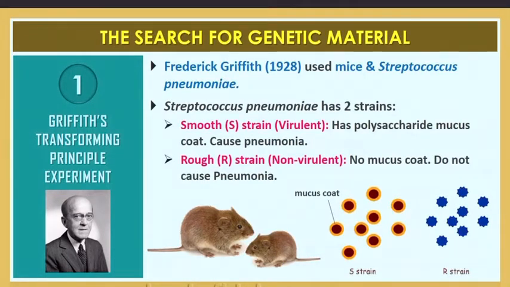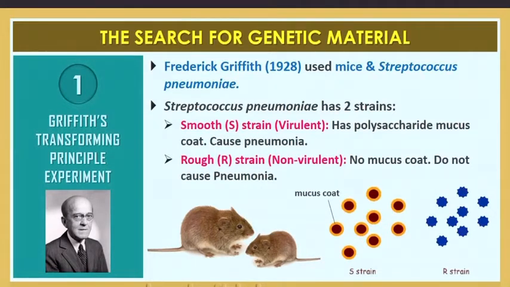And Streptococcus pneumoniae has two strains, as all of you know. One is the S strain, that is smooth strain. It has polysaccharide mucus coat and it causes pneumonia, as you are seeing that orange colored one. That coat makes them smooth polysaccharide. Since the surface of the polysaccharides is smooth because of the mucus coat presence, it is called S strain. On the other hand, R strain, R means rough strain. It doesn't have any mucus coat, as you are seeing. You can see the spines, rough surface. So it is called rough strain.